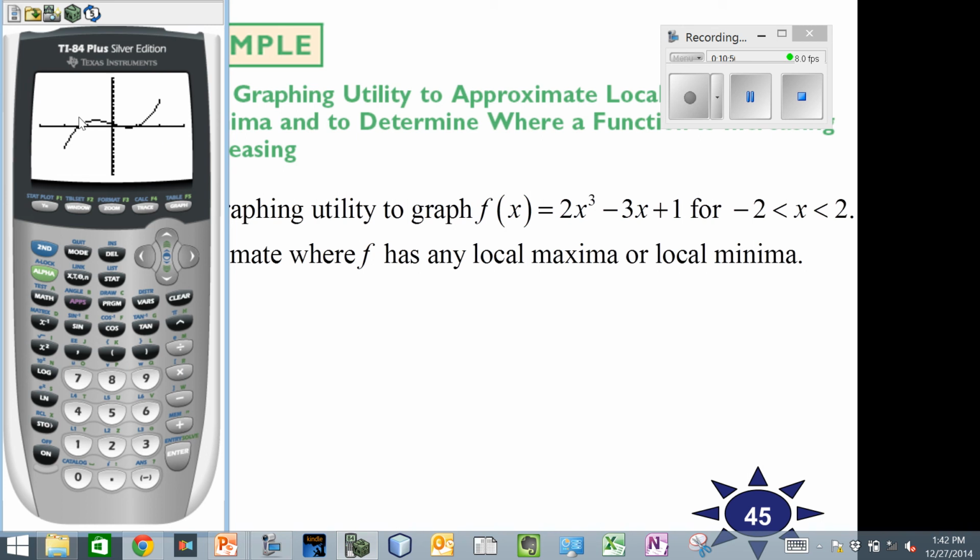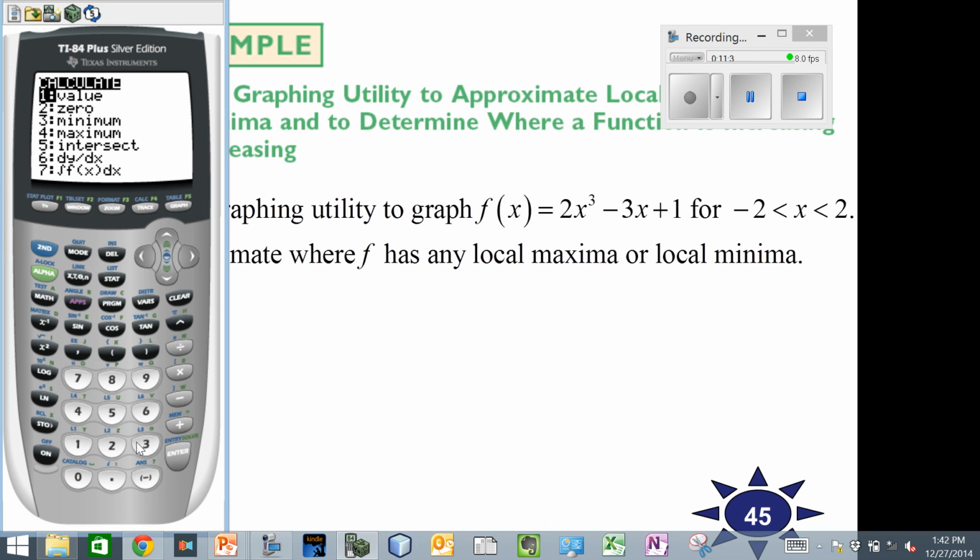So the local maximum is right here. Let's calculate it. Second, calculate a maximum. And it's the same thing we've done before. We need a left bound, so we need to be to the left of the maximum. We need a right bound. Hit enter there. And we need a best guess. That's pretty good. All right, so we have a maximum at negative 0.71 if we were rounding to 2, and y equals 2.41.